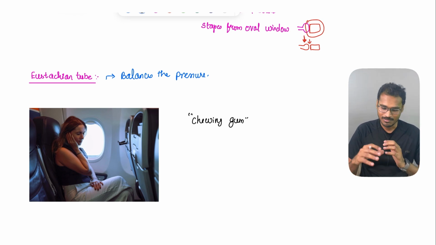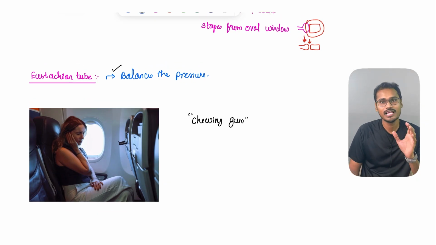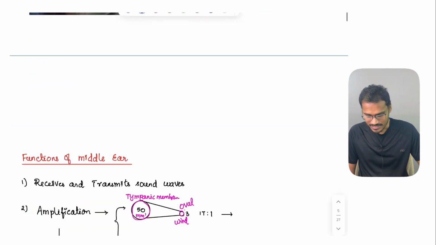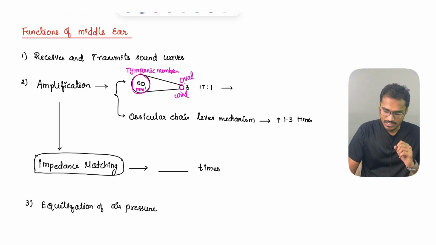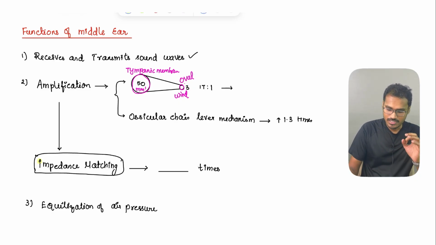What are the techniques by which this mechanism will help to prevent or balance the pressure? Next, coming to the function of the middle ear. Already we have seen that it receives and transmits the sound waves. And one important function it does is called impedance matching.